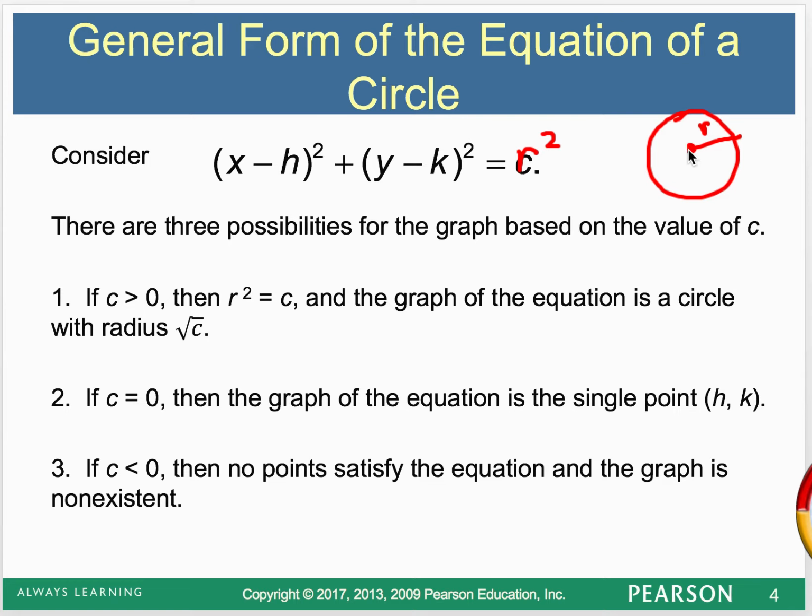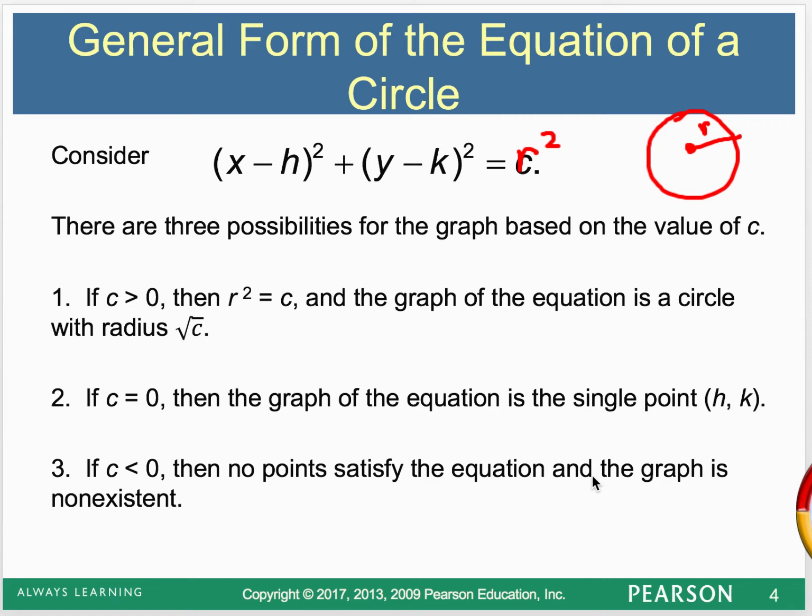Then instead of having a circle, we simply just have that point right there. If that's the center, but it doesn't extend and have any distance in any direction, it's just the graph of a point. If C is less than 0, that would mean a negative number. Well, you can't have a distance that's negative. So that would mean that there's actually not a circle associated with that equation, right? That graph would be non-existent.